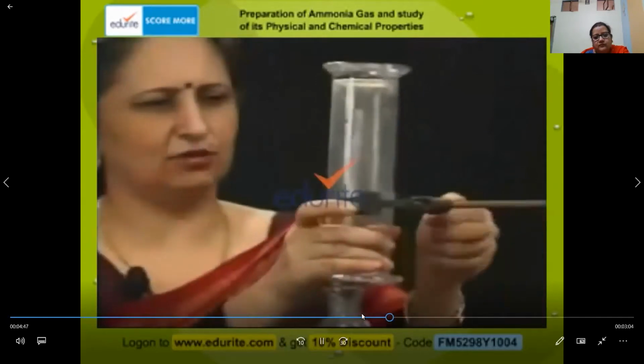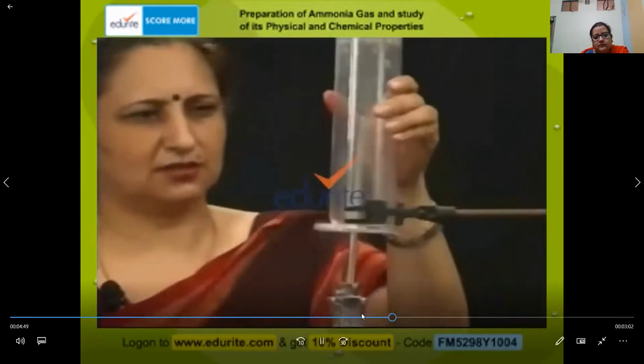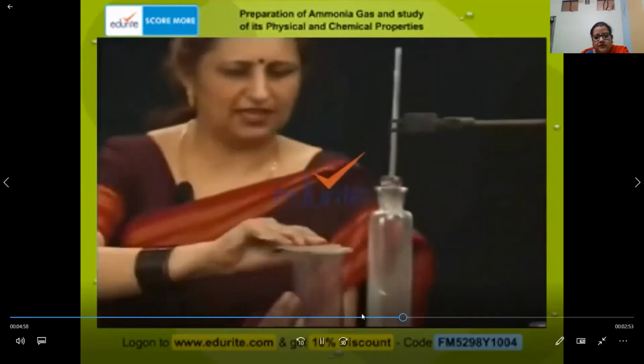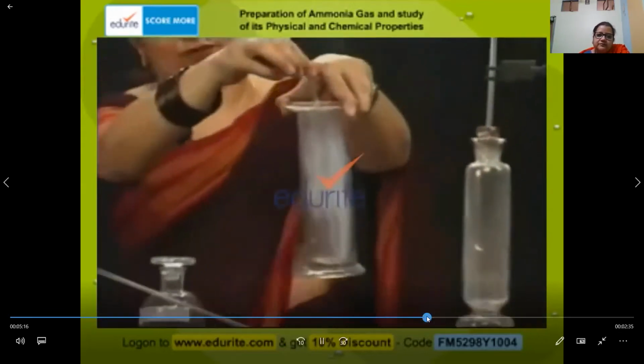Let me now take out this gas jar. I have just collected the gas, ammonia gas. Ammonia gas is lighter, and I cover it with the gas jar lid. That is a downward displacement. A glass rod dipped in concentrated hydrochloric acid gives dense white fumes.